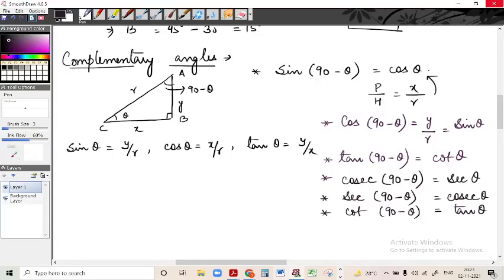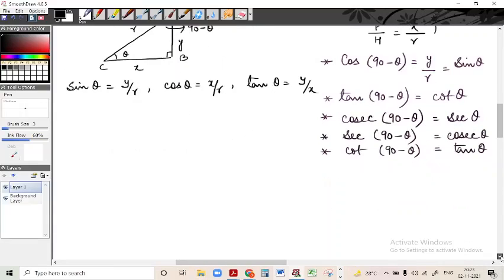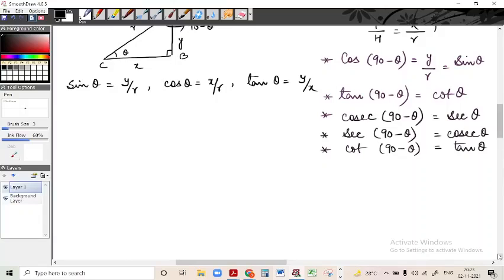Okay. So next, let us do few more questions based on this type, based on the complementary angle. While you will solve the questions, you have to always see that which angles are complementary. Okay, and accordingly you have to solve.